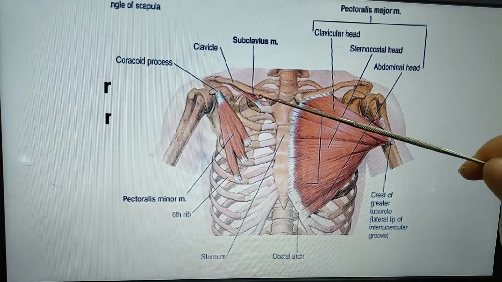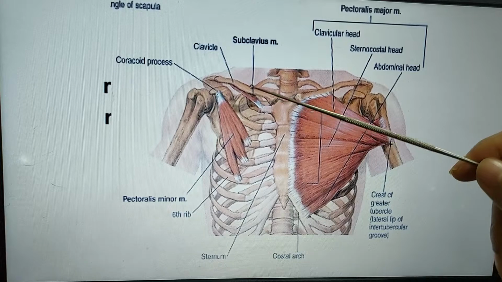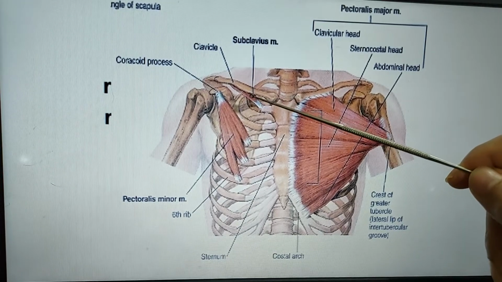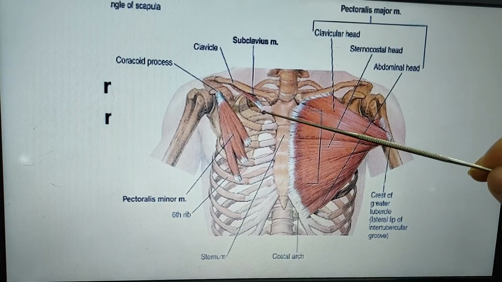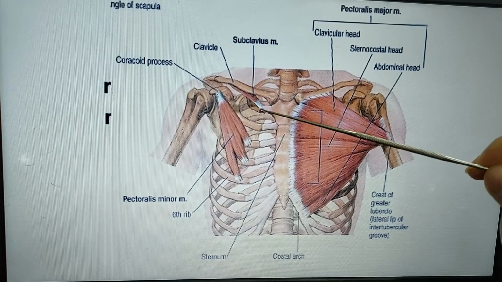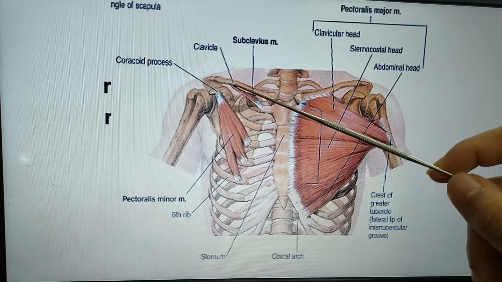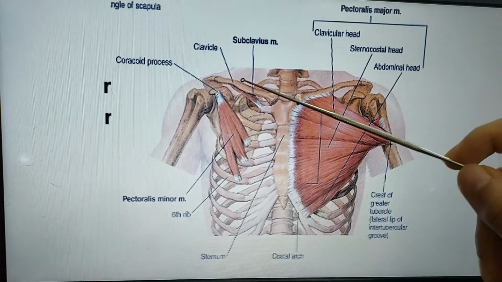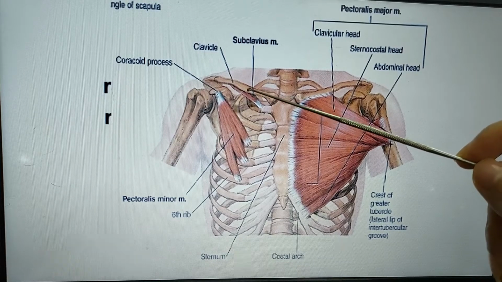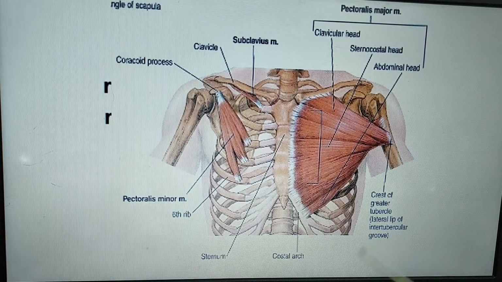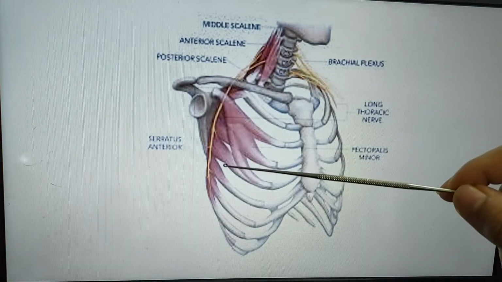There is another muscle here. This is known as the subclavius. It is underneath the clavicle. It originates from the anterior part of the first rib, then goes upward to the clavicle. On the under surface of the clavicle, there is the area of insertion of this subclavius muscle. This is the subclavius.